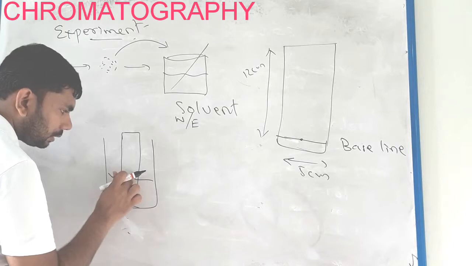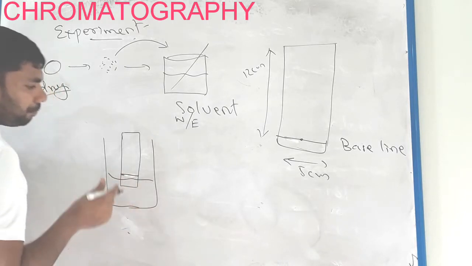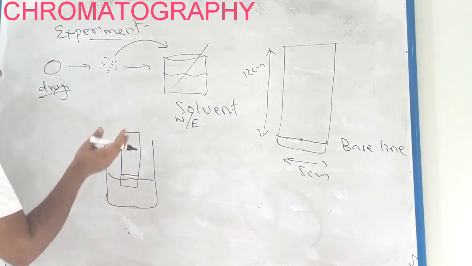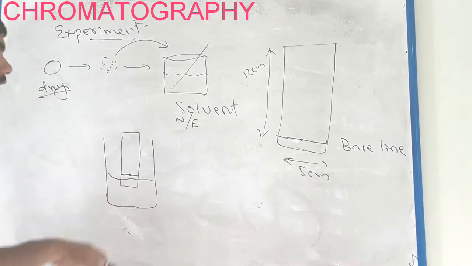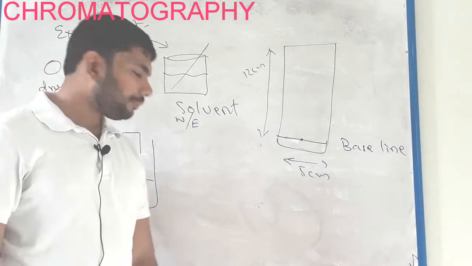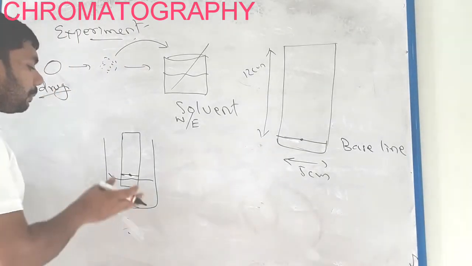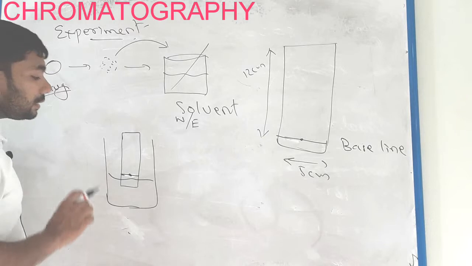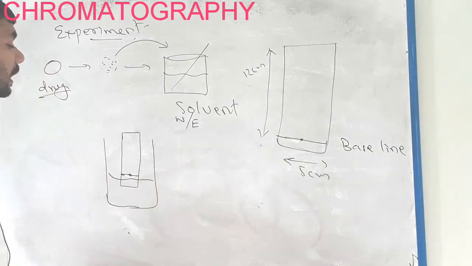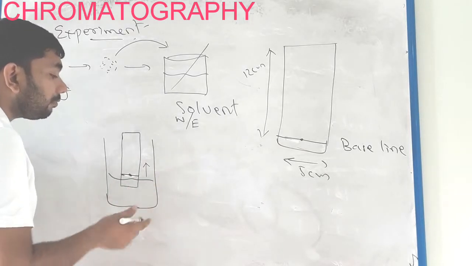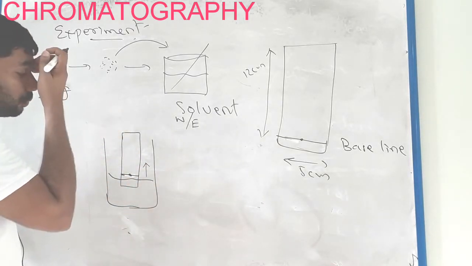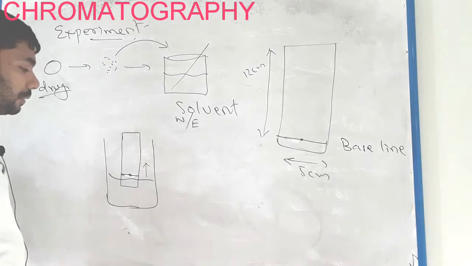Here the baseline should be above the surface of the solvent. Clear? Baseline should be above the surface of the solvent. And in the beginning I told you this is a special type of paper, so that's why the solvent will be raised upward. The solvent moves upward through the chromatographic paper.